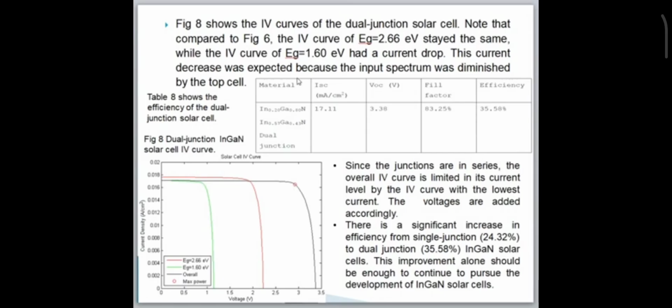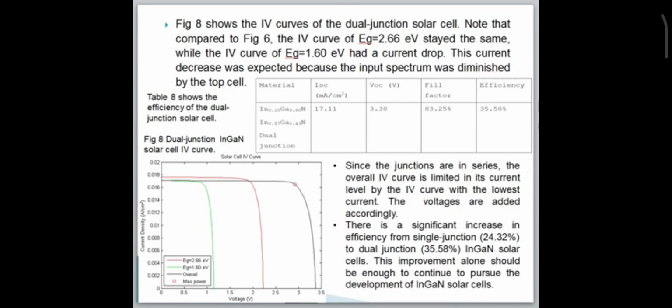In the dual junction solar cell, we are using the top material having a mole fraction of 0.20 and the bottom junction having a mole fraction of 0.57. It has a short circuit current of approximately 17.1111 milliampere per centimeter square and an open circuit voltage of about 3.38 volt. By using the previous fill factor formula, you will find the value of 83.25%, and the efficiency of the dual junction cell is increased to 35.58%.